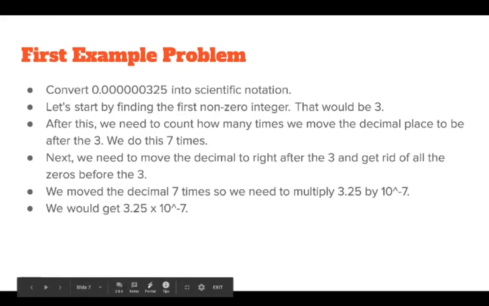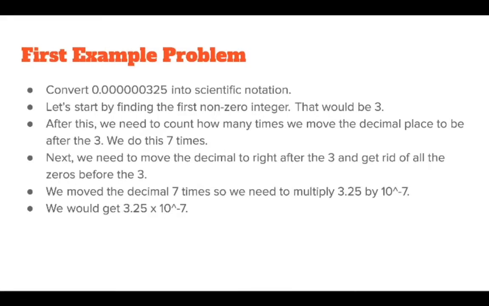Here is the first example problem. Convert 0.00000325 into scientific notation. Let's start by finding the first non-zero integer. That would be 3. After this, we need to count how many times we move the decimal place to be after the 3. We do this 7 times.